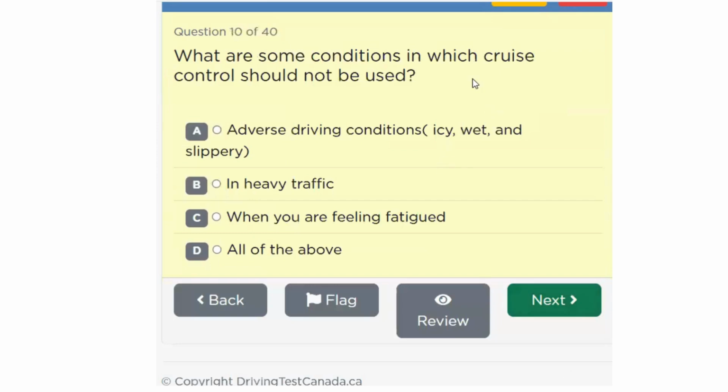What are some conditions in which cruise control should not be used? Cruise control should not be used in adverse driving conditions, I see. In heavy traffic, when you have all of that.